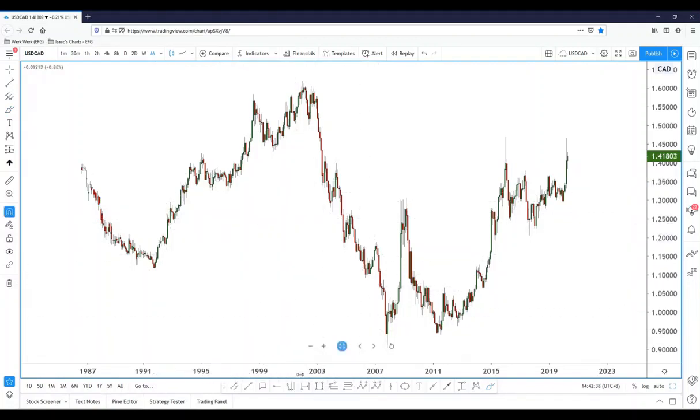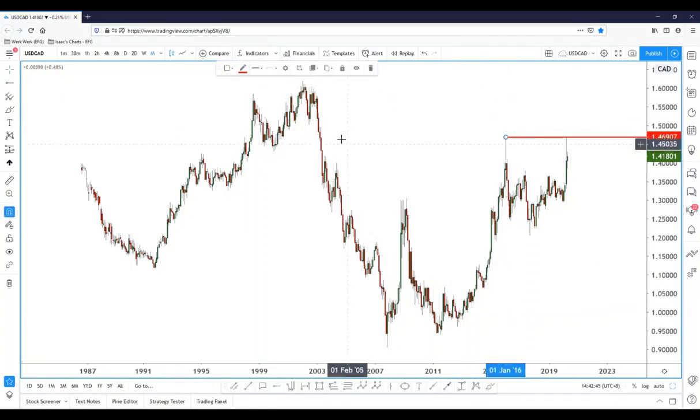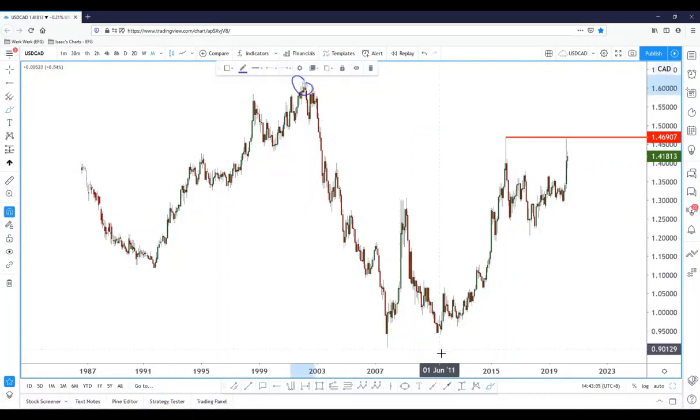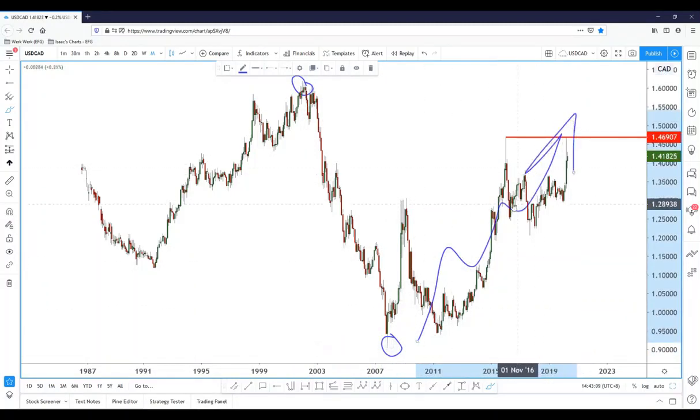Now we have here on the monthly, the graphical resistance that I see is this level here, right? Where price actually spiked and rejected once in the past, and recently in March, price spiked and rejected again, as recently as March. Now we can confirm this by means of using a Fibonacci retracement from the swing high here to the swing low, because we want to see how far price can retrace upwards.